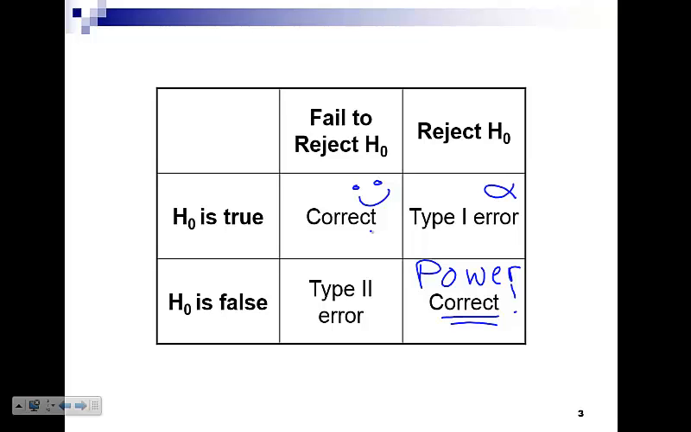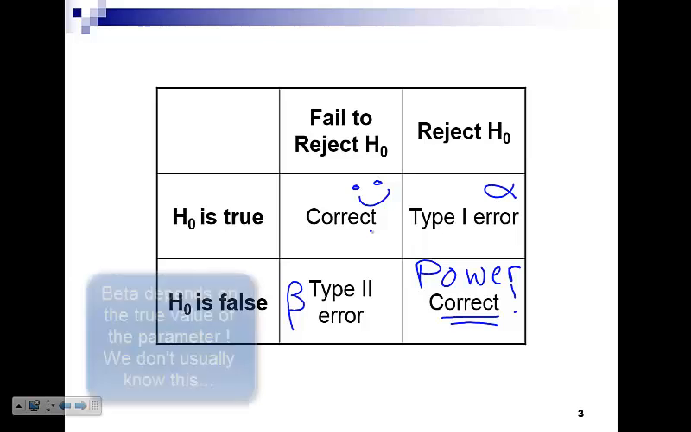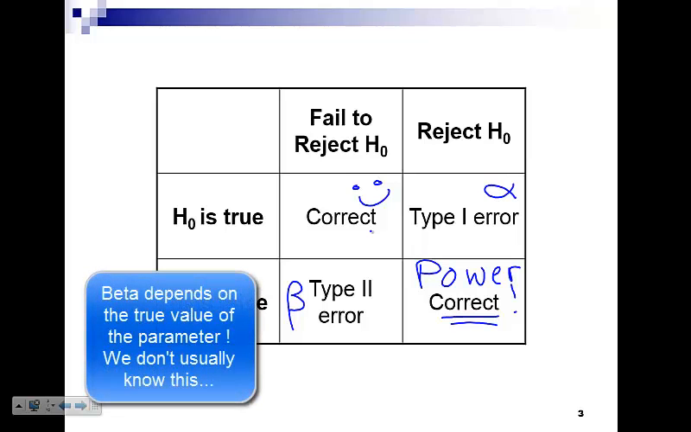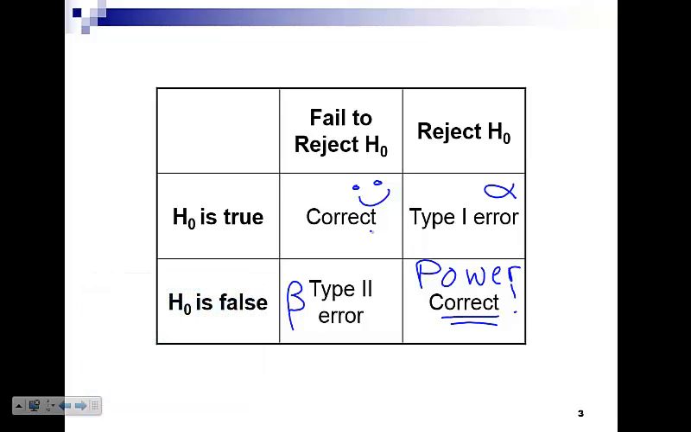Type 2 error, the probability of type 2 error, is called beta. Now alpha can easily be found. We're going to usually set it at a value at the beginning, and so therefore the probability of type 1 error is easy to find. But beta is a little more difficult because it totally depends on what the true value of the parameter is, what the true mu is or the true p, and we don't always know that. So therefore power, the probability, is going to be 1 minus beta.